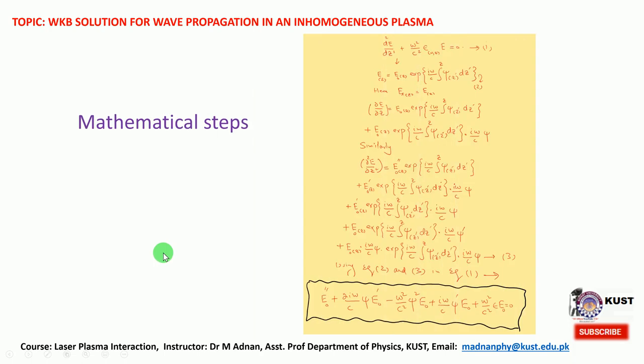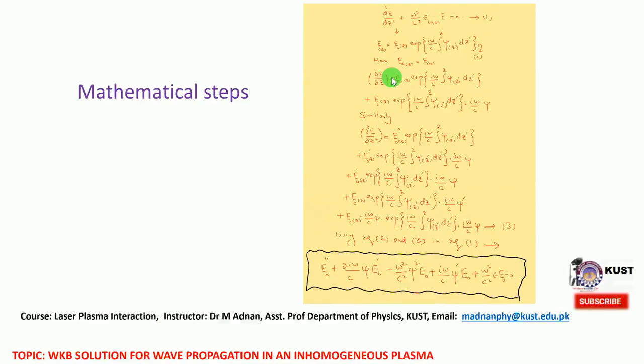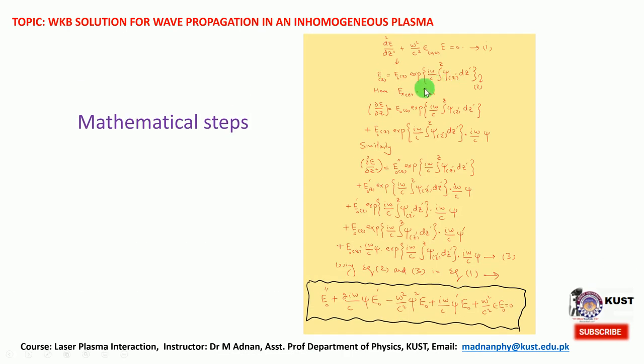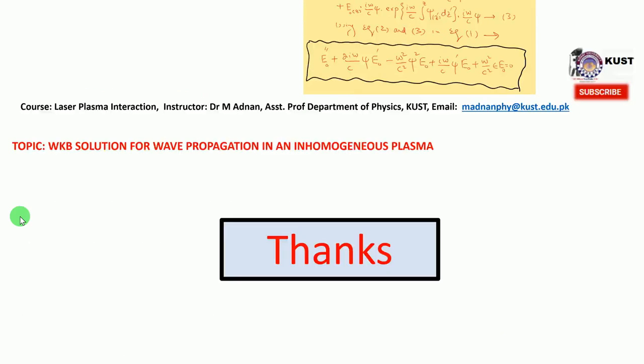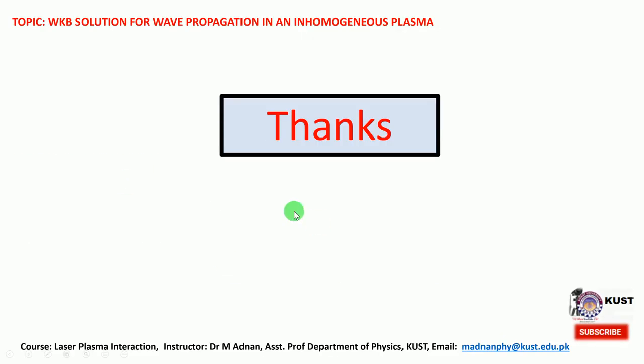Now, as I told you, you need to follow these steps, which one can do by obtaining the solution of the linear differential equation following the WKB solution. This was that expected solution, and you need to differentiate it twice with respect to Z, which is the direction along which the density gradient lies, so that one can obtain the equation which we have discussed. So with this, I thank you for your time.